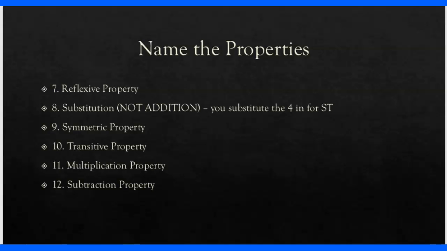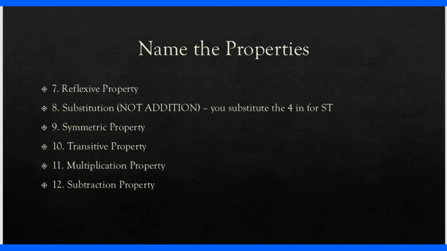Number 7 was reflexive property. Number 8 was substitution. Most of you thought it was addition, but if you notice, the 4 is substituted in for ST. So take a look at that on page 90 so that you make sure that you understand it. Number 9 was symmetric.